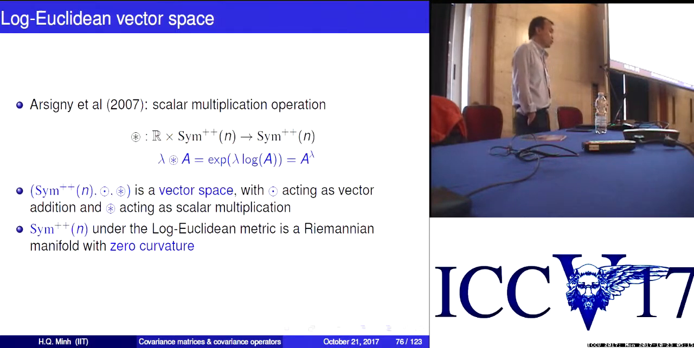Now, they also introduced a scalar operation. So we have this exponential, like A to the power lambda, or exponential of lambda log A here. Now with this operation, the set of SPD matrices is a vector space, with the ⊙ being used as vector addition, and this operation here, the star, acting as scalar multiplication. So it's a vector space with two very special operations. And so it's a vector space, it's flat. It's a Riemannian manifold with zero curvature.